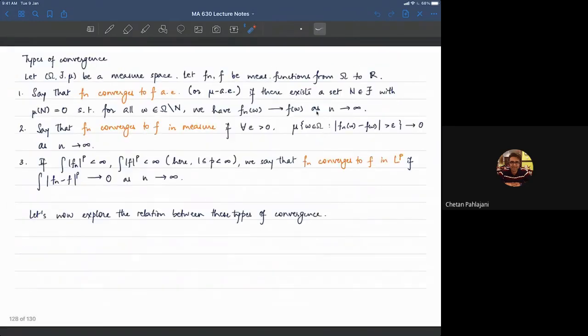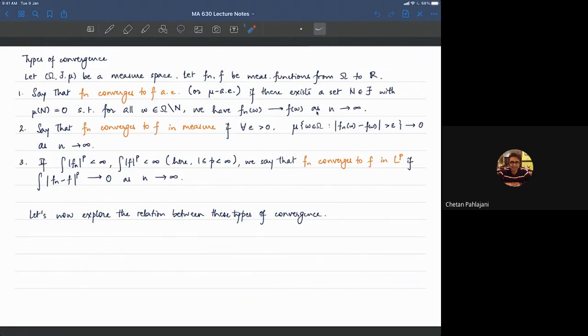Motivated by this, we made the following definitions. We stated this for measure spaces. We said that automatically you can translate it for probability spaces by just changing the names a little bit. Okay, so (Omega, F, mu) is a measure space. Let fn and f be measurable functions from Omega to R. We'll say that fn converges to f almost everywhere, or mu almost everywhere if we want to emphasize the measure.